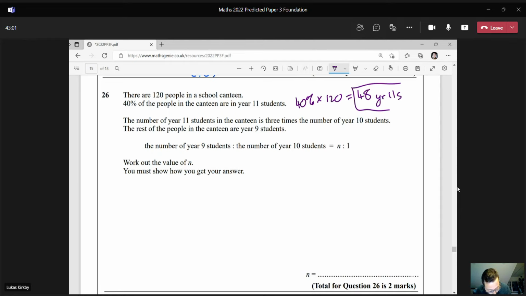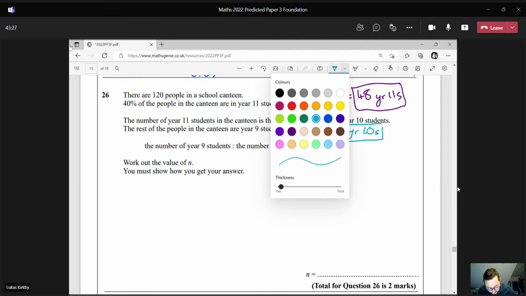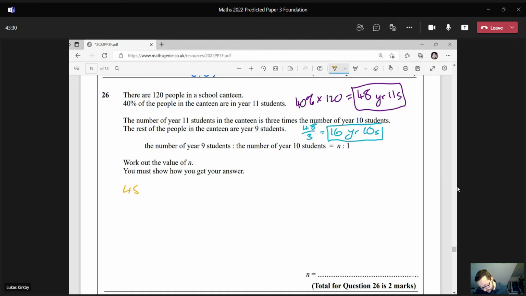So let's just keep that in a box. Then it says the number of year 11 students is 3 times the number of year 10 students. So we just want to divide by 3 then. So 48 over 3, and that'll give us our year 10 students. So 16 year 10s. And it says the rest of the people are year 9. So we can do that by doing 48 plus 16 is 64, and then taking that away from the total, which is 120, minus 64, which is 56 year 9s.